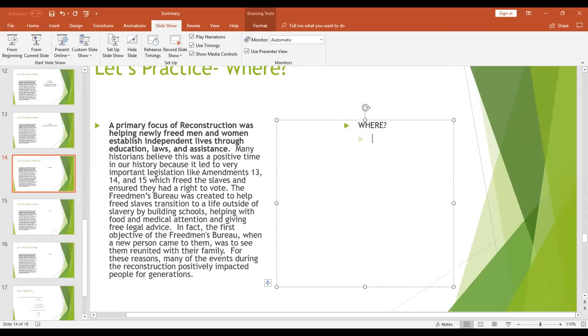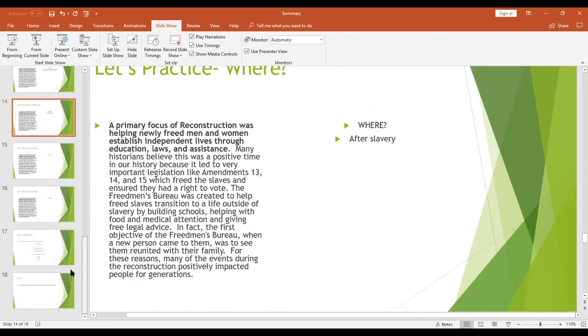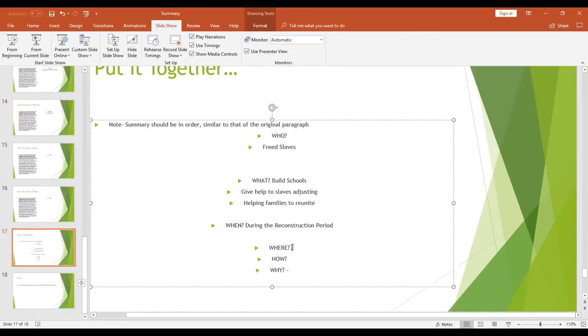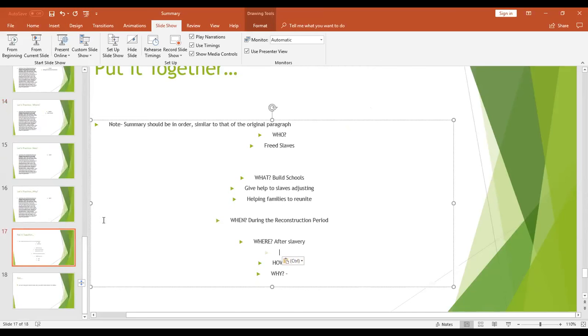All right, so I don't see anybody chiming in, so I'm going to help you out. It's after slavery, right? Because they're trying to come up with programs and assistance to help slaves reunite with their families, get medical attention, get food, get legal advice. So this is all occurring after slavery, where somebody is trying to set up programs to help the slaves readjust to civilian life. Okay, so we're going to put that there. So that's how we know that it's afterwards.